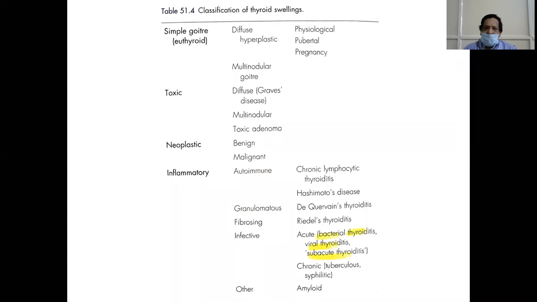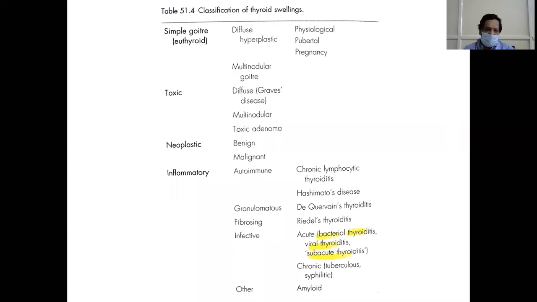Now coming to neoplastic, there is benign and malignant. Benign tumors of thyroid are very rare and not clinically that important. But malignancy, this is the most common endocrine cancer occurring in thyroid disorders. So thyroid malignancy is the most common endocrine malignancy.